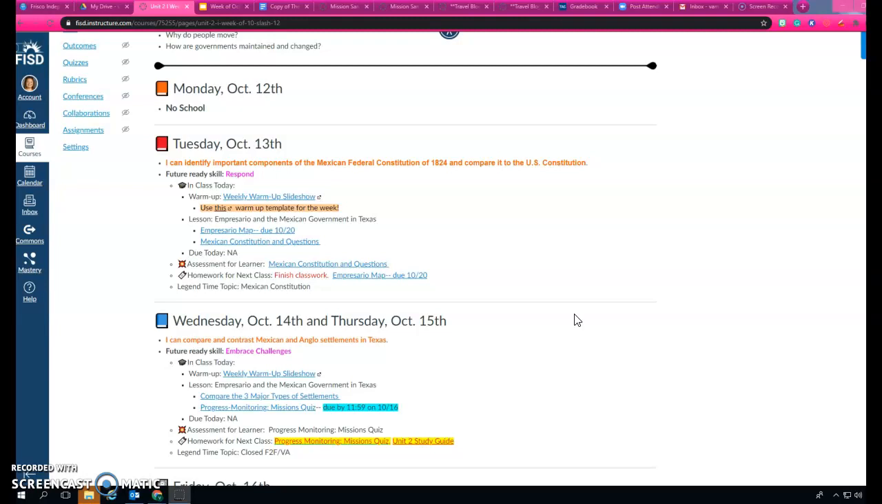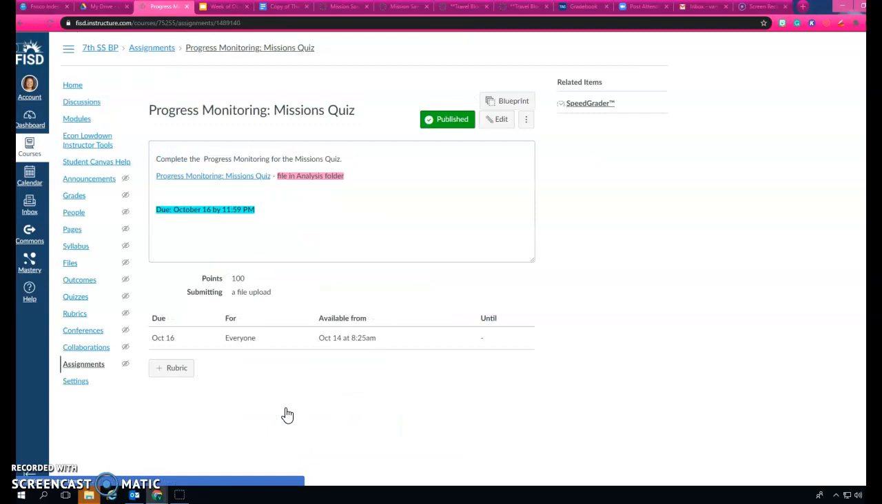So if you look at today, which is Wednesday, October 14th, or it might be Thursday, depending on when you're in class for the block day, click on the assignment down here that says the Progress Monitoring Missions Quiz. Remember, last week you took the missions quiz in class through Mastery Connect. So you're going to be analyzing this missions quiz today. Go ahead and open up this assignment. You will notice that it is due October 16th by midnight. So you're going to be submitting this back to your teacher by midnight on the 16th, which is Friday.